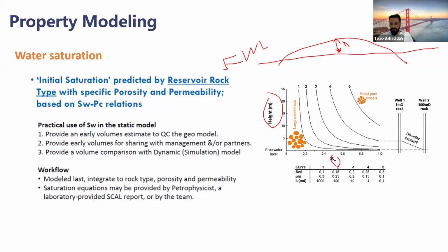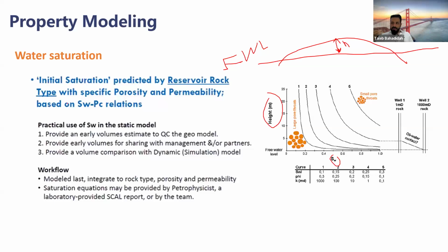We need to model it using the saturation height function, which is derived from the logs and core analysis. They are doing some kind of SCAL analysis, special core analysis in the lab, and so it is modeled last. And as I mentioned, the saturation equation may be provided by the petrophysicist, and the laboratory-provided SCAL report, and by the team. So then you do it in a similar way. You do the variability using the equation. So initial saturation is predicted by reservoir rock type.